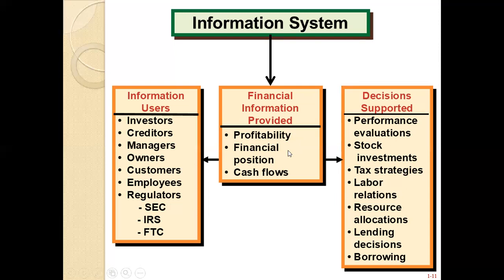Financial position: if you want to see the financial position of a business, then you need to make the balance sheet. The balance sheet is a statement that provides the financial position of a company at a specific time. The third thing is the cash flow statement.